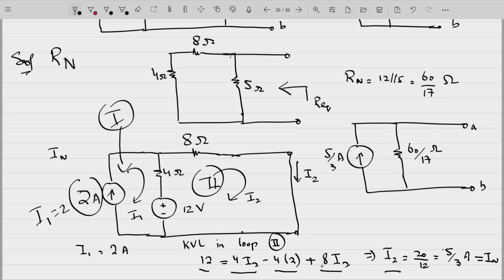So ये equation मैंने solve की. This is 12I2 is equal to 20. So I2 is equal to 20 by 12. वो 5 by 3 amperes है. KVL in loop 2 ये equation है. ये equation आपको solve करनी है to get the value of I2.